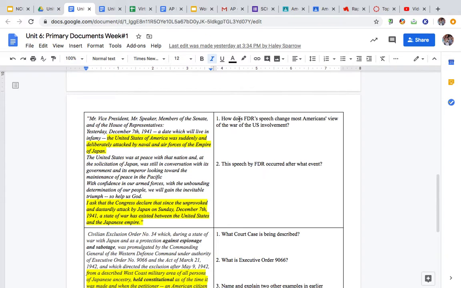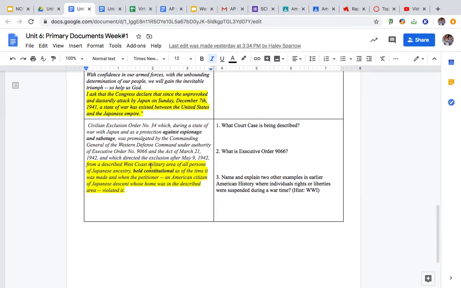Okay, so number 1, how does FDR's speech change most Americans' view of the United States' involvement in the war? So again, look at and think about that poll that we looked at early on, and how is that going to change once Japan has attacked? And then this speech by FDR occurred after what event? And again, be as specific as possible with that.